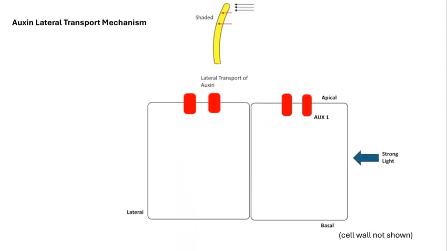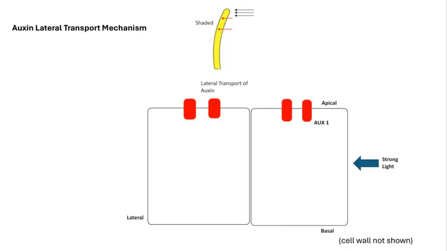The lateral transport of auxin is understood to be due to, first of all, the movement of auxin from one cell to another. So if we take our coleoptile tip, there's the downward movement of auxin from one cell through the top of the cell through what are called the AUX transporters. And these are at the apical surface of a cell.